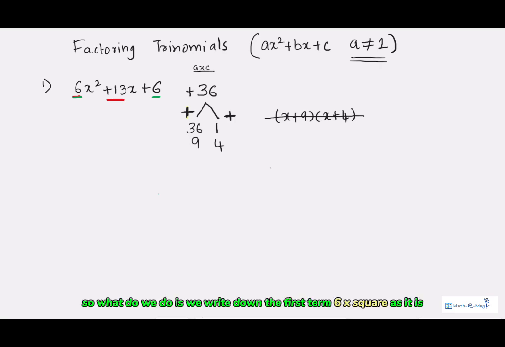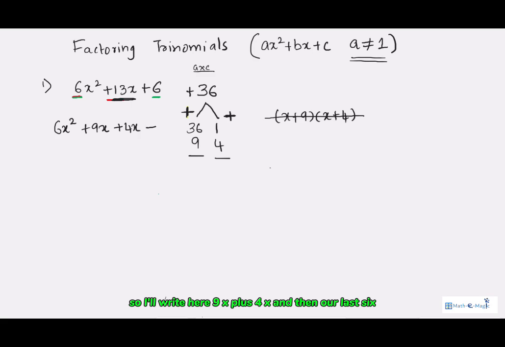So what we do is we write down the first term 6x squared as it is. The 13x that we have split into two terms, 9x and 4x, is what we are going to write here. So I'll write here 9x plus 4x, and then our last term 6. Now we are going to combine two terms together and see if we can factor out a common term from them. So I'll take these two terms together and these two terms together. It doesn't matter, I can also write it as 4x plus 9x. We will still end up with the same answer.